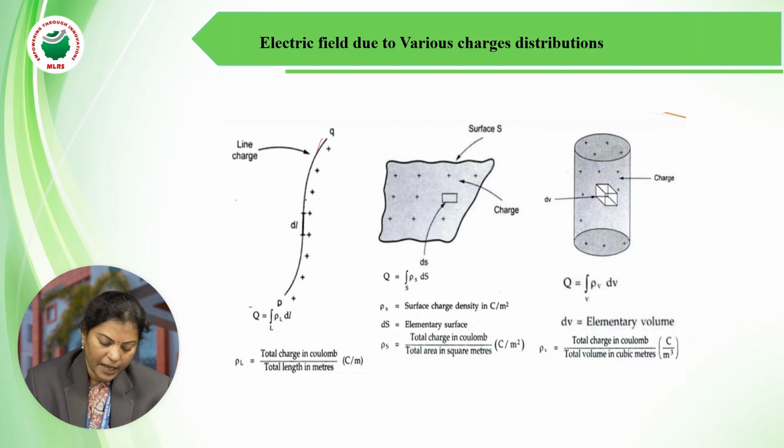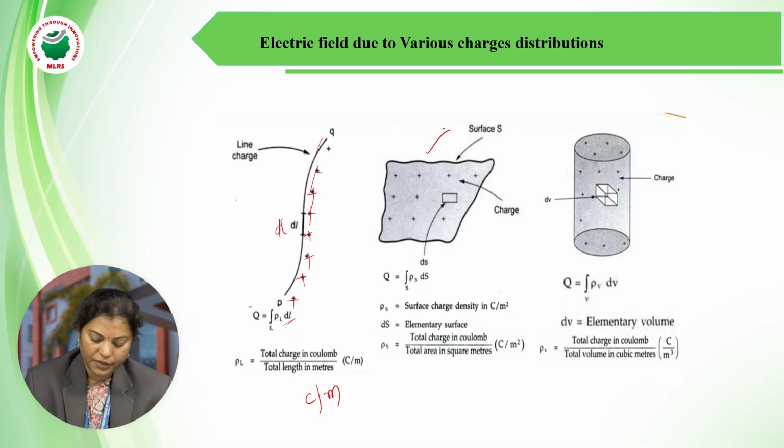Let us see the different charge distributions. First, along the line, we have charges distributed like this. So it is a line charge. Here the charge Q is defined as the integral of rho L into dl, where dl is the differential length of the line charge. Here rho L is the total charge in Coulombs per total length in meters. So the unit of rho L is Coulomb per meter.